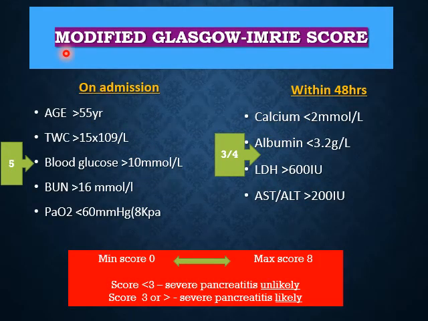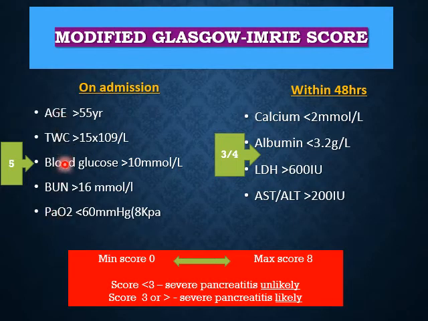The next method that is used is the modified Glasgow-Imrie score, or modified Glasgow score, which again assesses the patient on admission and within 48 hours. But the number of factors have been reduced to make it simpler. Here, we take the age into consideration, total white cell count, blood glucose, blood urea, and PaO2.